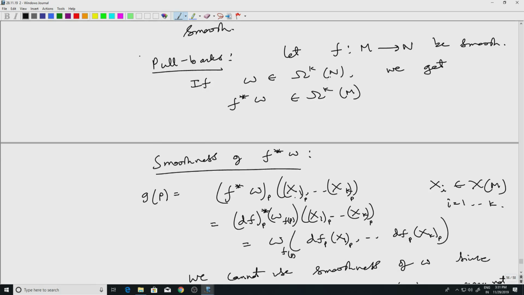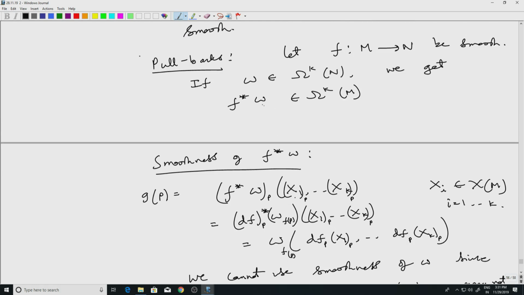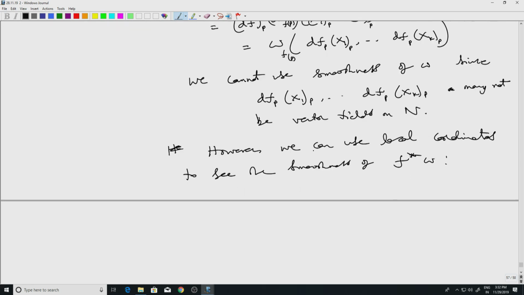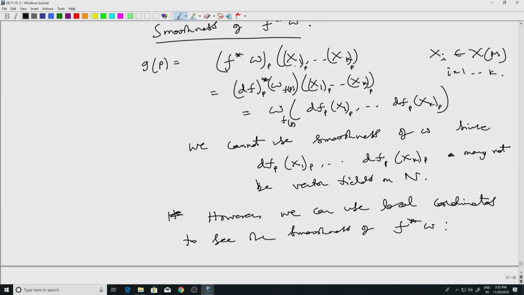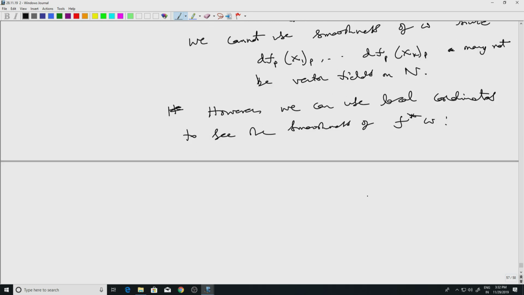The derivative is a linear map, and so we can use that to define this F star omega for any k-form omega on the target. But as we saw last time, smoothness becomes a bit of an issue if you try to work directly with that definition. But in terms of local coordinates, it becomes quite easy to see this. So let's do that.